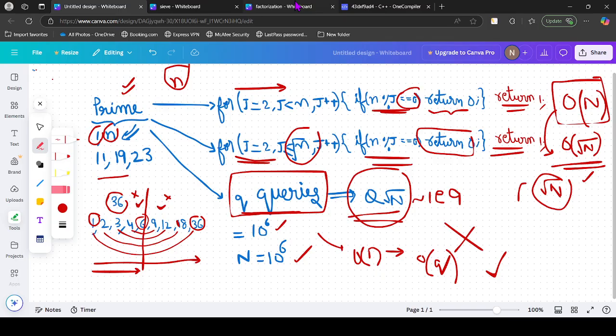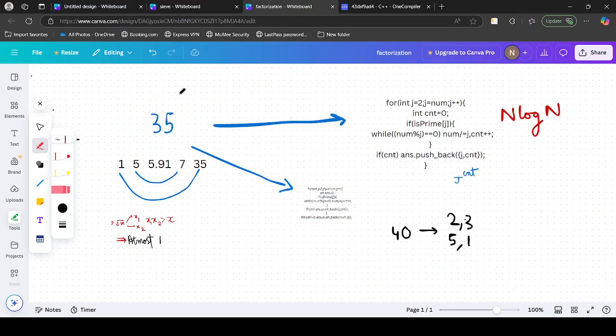So coming to the next one, let's discuss how to return the prime factors of a given number. For example, the given number is 40. We have to return 2, 3 and 5, 1.